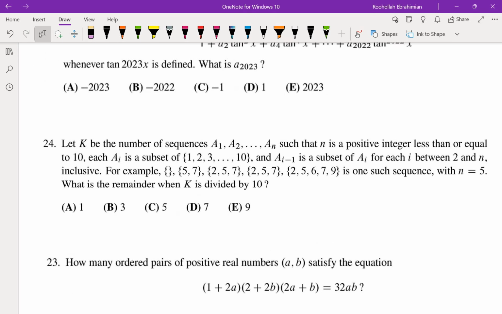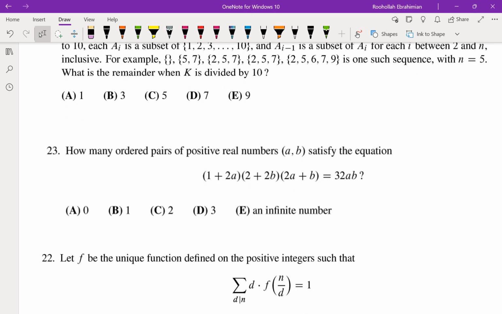The next one is: let k be the number of sequences a1 through an such that n is a positive integer less than or equal to 10. Each ai is a subset of 1 through 10. ai minus 1 is a subset of ai for each i. And then they're asking us to find the remainder when k is divided by 10.